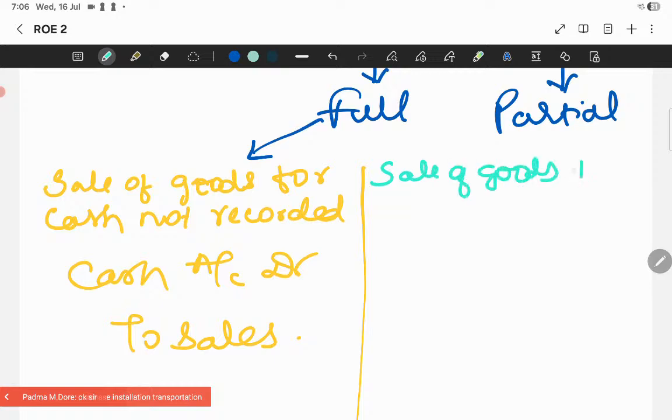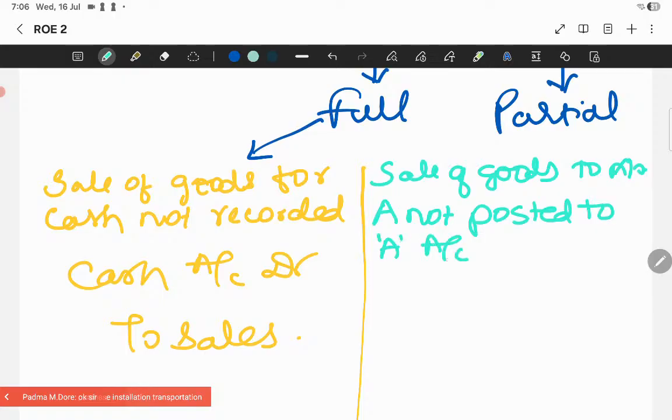Sale of goods to Mr. A. Sale of goods to Mr. A. Not posted to A's account.